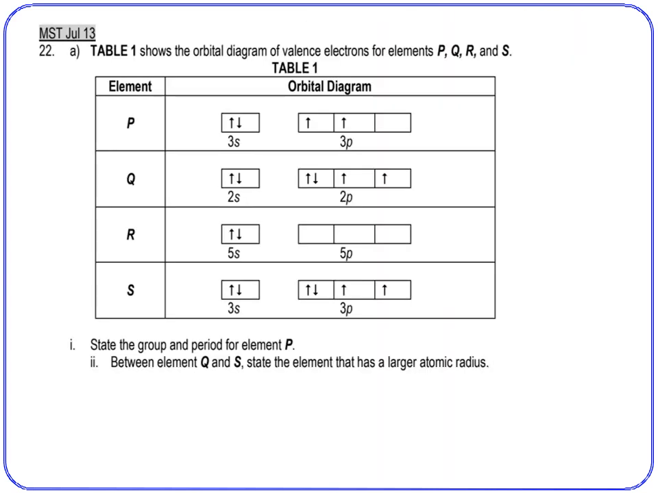Now let's look at one question. This is a question from ChemFrame, question 22. In this slide, we are going to focus on question number 2 only. Between elements Q and S, state the element that has the larger atomic radius. When we look at the electron configuration of Q and S, both of these elements have 6 valence electrons.